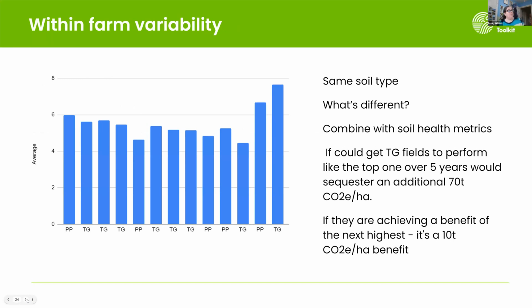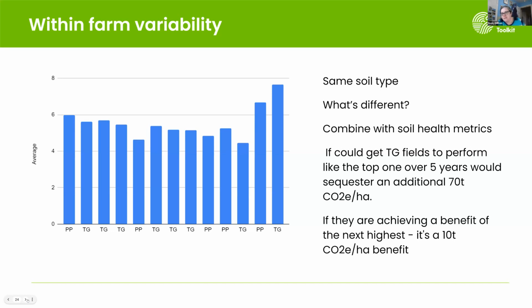So again, what happens in terms of that within field variation? So these are the fields on one of the farm examples that are all the same soil type. So you could say, well, okay, what's causing that difference? Well, we can see that some of them are permanent pasture and some of them are temporary grasslands. So some of those will have had a reseed at some point. But we can still see within that actually, there isn't much of a relationship there just based on the perennial nature of that grassland.